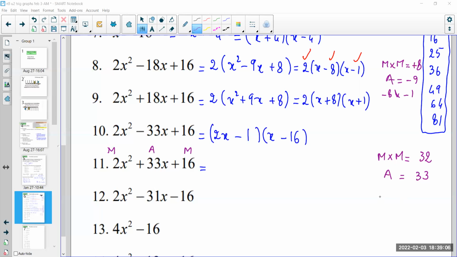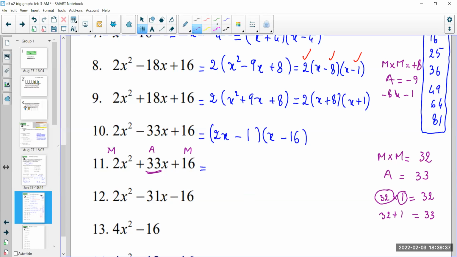Because if you put 32 times 1, it gives you 32. And if you do 32 plus 1, it gives you 33. Those are my two numbers. So now, what am I going to do with those two numbers? I'm going to replace that 33x with 32x plus 1x.